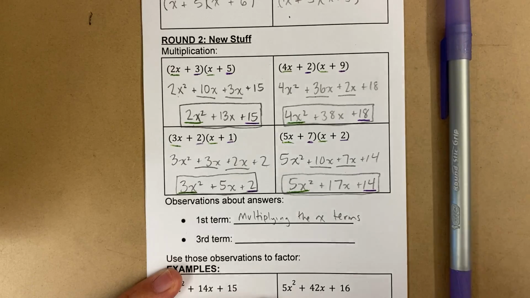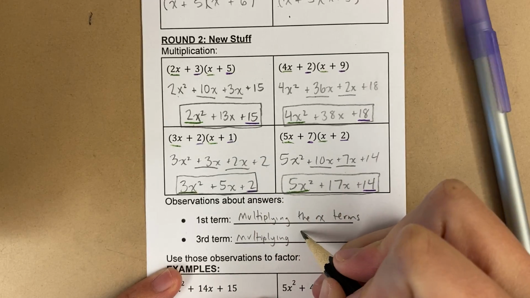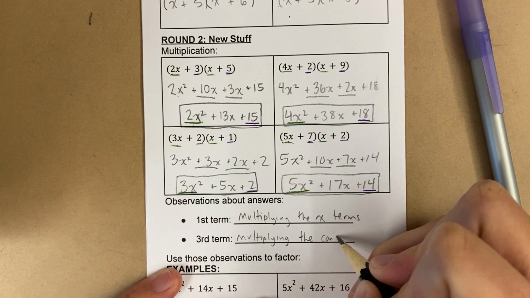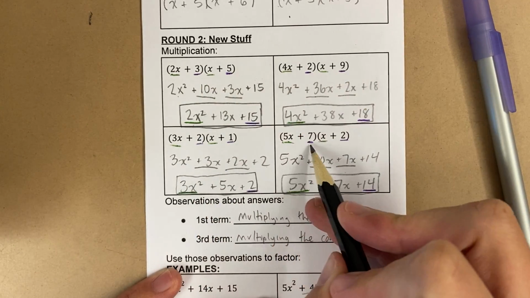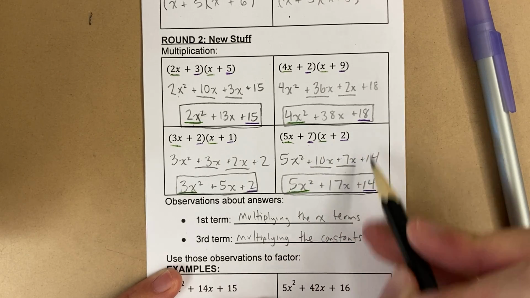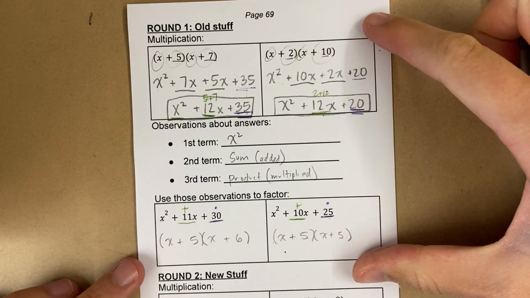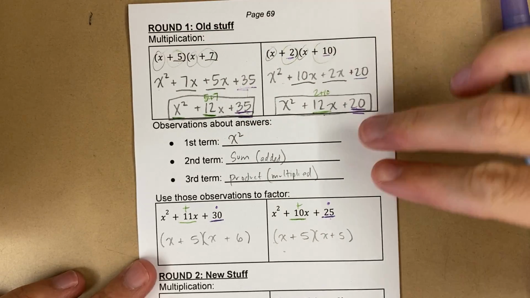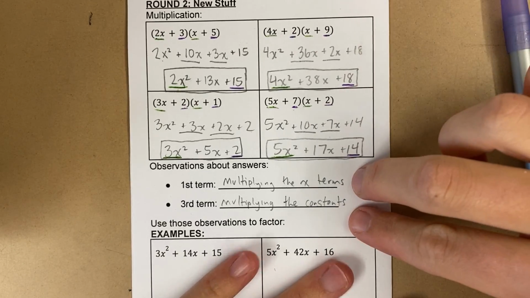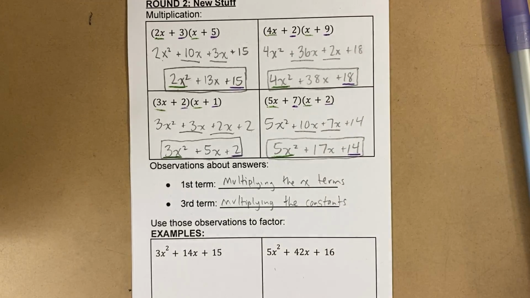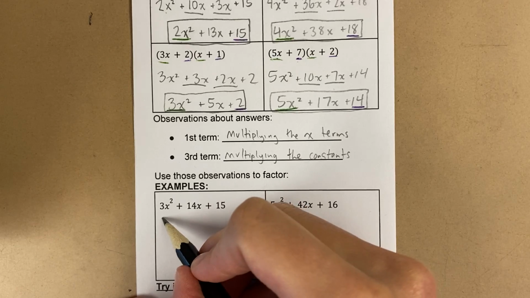So where does this third term come from? It comes from multiplying the terms without the x. Those are called the constants. Terms without an x are called constants. And we multiply those constants, we get this constant at the end. Now, we've made these observations. Same as before, we made observations about multiplication, and then we use those observations to work our way backwards in factoring. So here is what I'm looking at. Now, this is tricky, and you have to be patient. I'm going to set up my factoring.